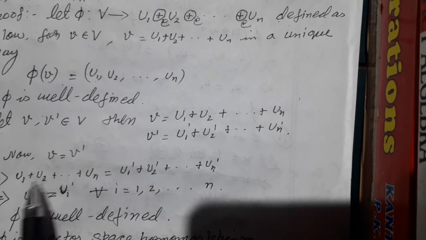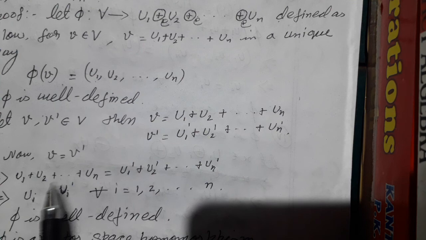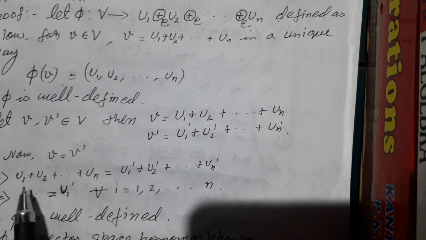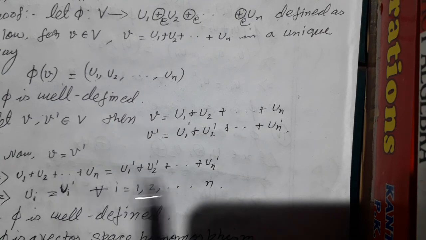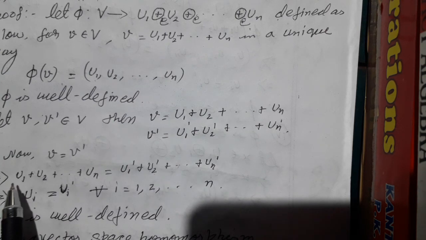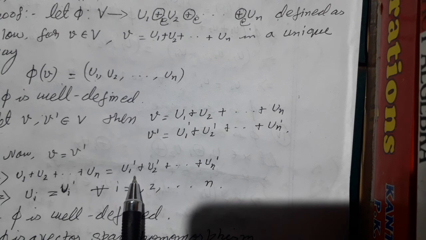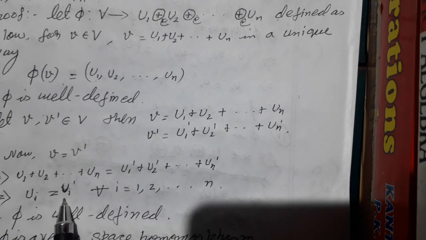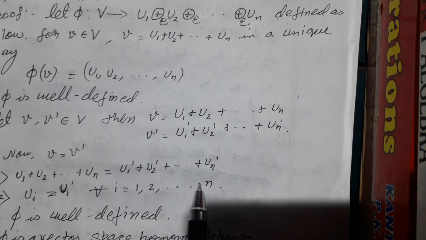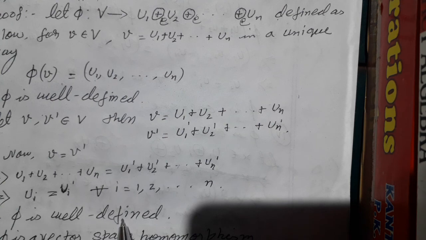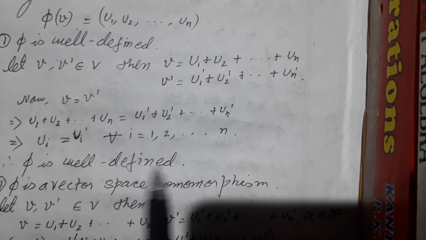So I take these two to be equal. So we have this is equal to this. Now these two are equal, so that means U1 is equal to U1 dash. So Ui is equal to Ui dash for all i, where i is equal to 1 to n. So we have shown that phi is well defined.